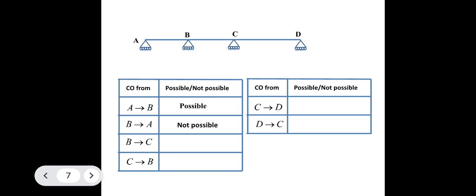Let us try to understand. If we apply some moment at B, will it be carried over to C? Answer is yes, because it is continuous support. If you apply some moment at C, it will carry over to B. If you apply some moment at C, will it be carried over to D?